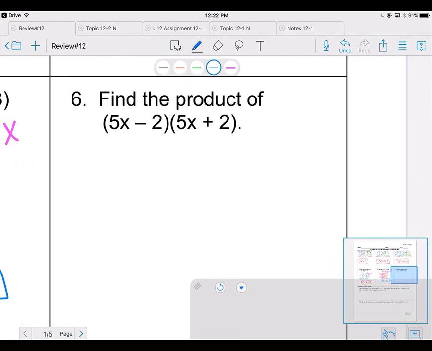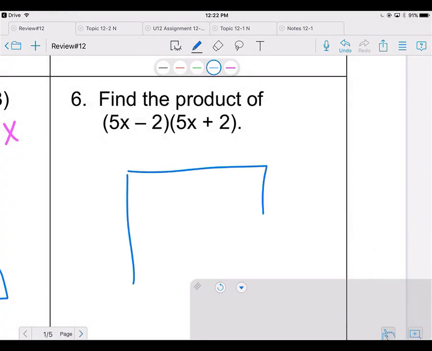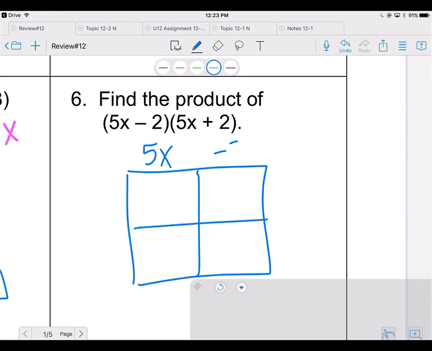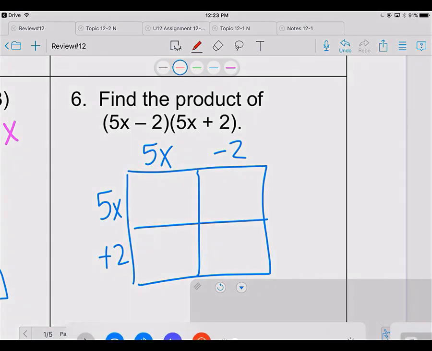Problem 6, use the box again. So remember, anytime you have two parentheses with x terms being multiplied, we put them in the box. We make sure we don't break up our terms, so 5x minus 2 and then 5x plus 2. Fill in the box by multiplying.